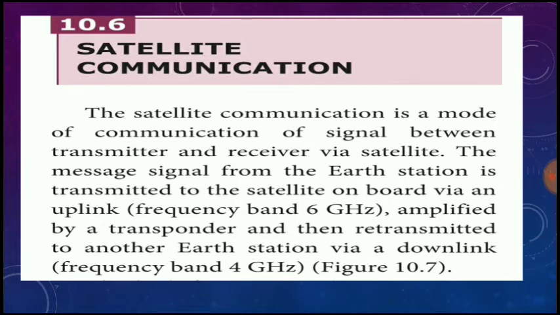And the next title is satellite communication. In this satellite communication, definitely 2 marks and 3 marks questions will come. Satellite communication is a mode of communication of signals between transmitter and receiver via satellite. The message signal from the earth station is transmitted to the satellite on board via an uplink. The uplink frequency range is 6 gigahertz, 1 mark. It is amplified by the transponder and transmitted to another earth station via downlink. The downlink range is another 1 mark, 4 gigahertz.